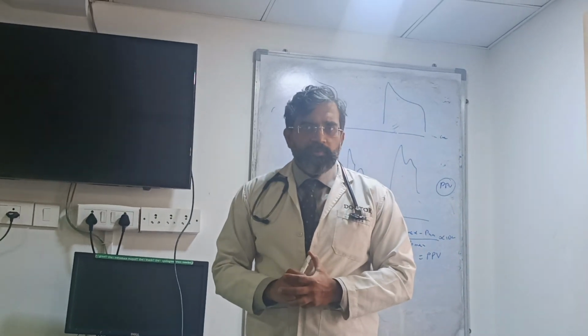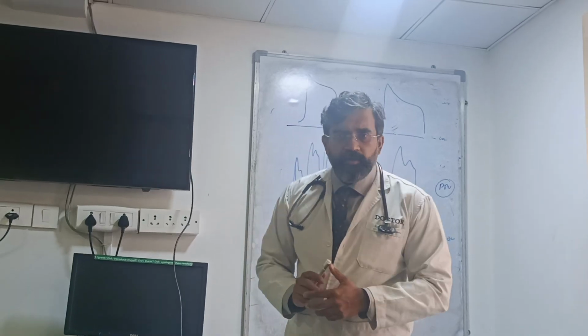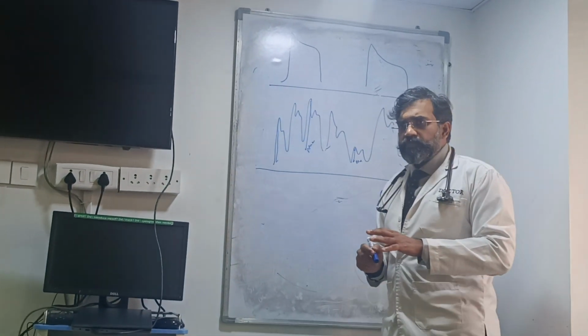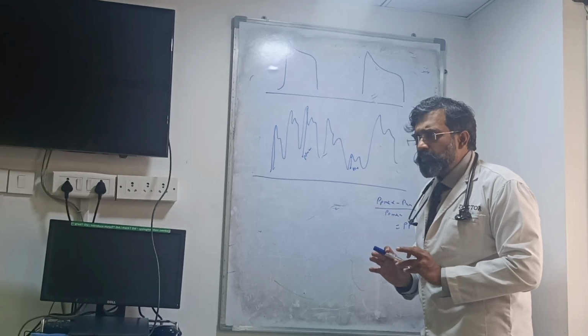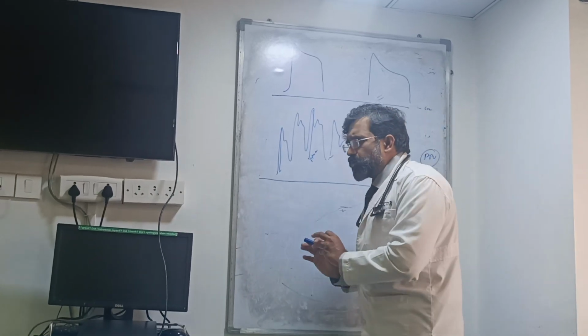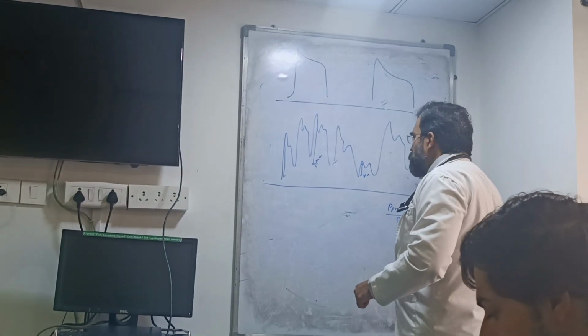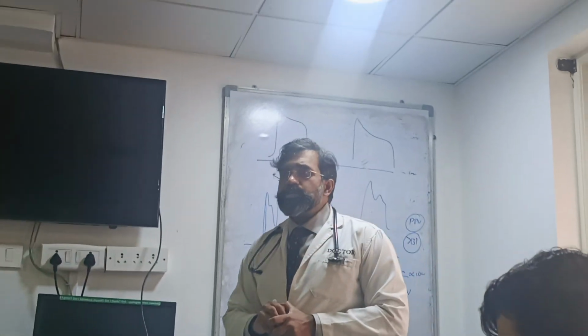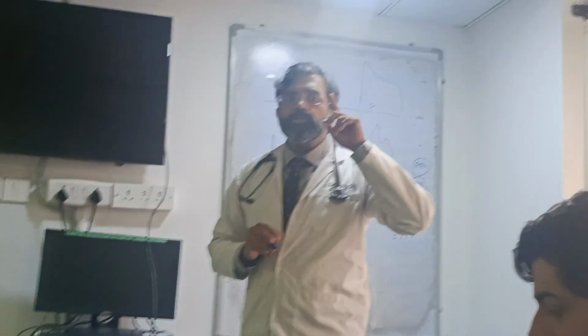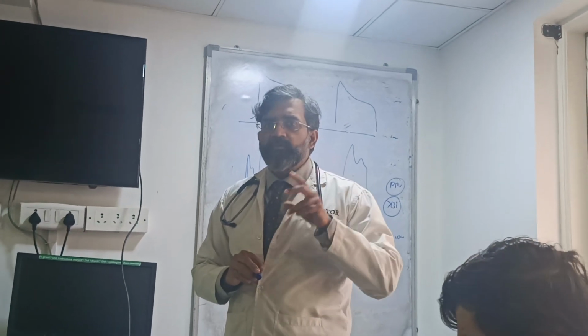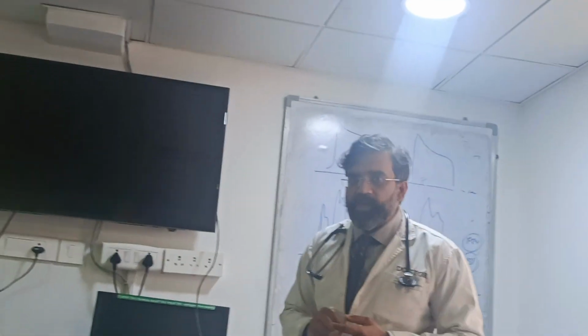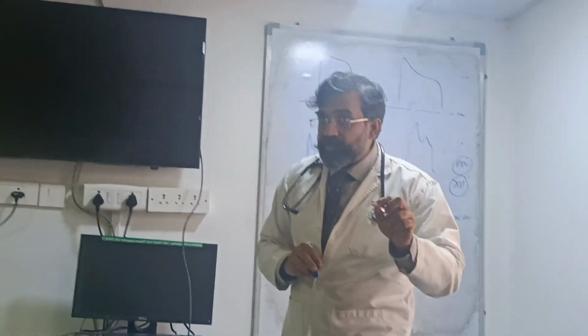Clear? So clear on this? Now there is a number defined on this. The number says if your PPV is more than 13%, this means this patient is fluid responsive, which means to say if I give the fluid, the cardiac output will increase by 10%.